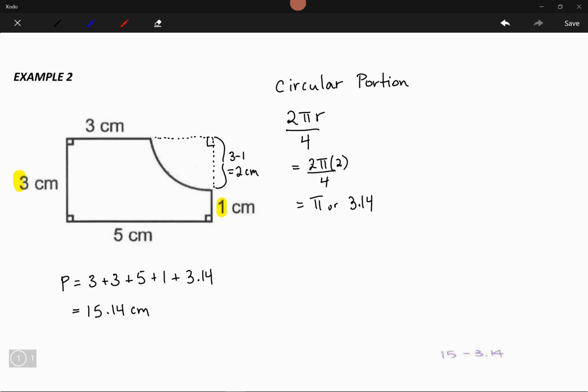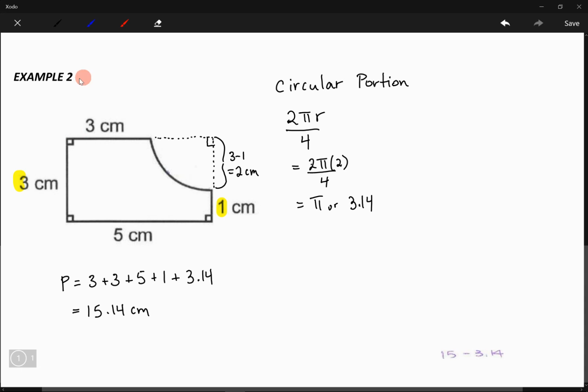Okay, now what about the area? Now the strategy for the area might be to look at the entire rectangle first. So find the area of the rectangle that the dotted lines will make here. But I'm going to subtract this quarter circle, right? Because there's no actual figure in here. I have to subtract the quarter circle.